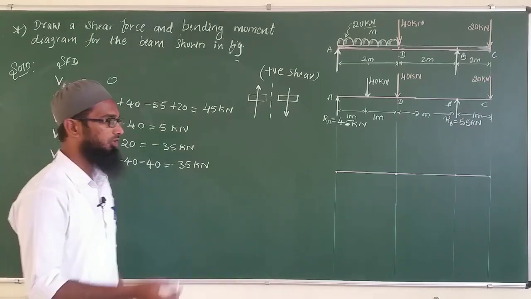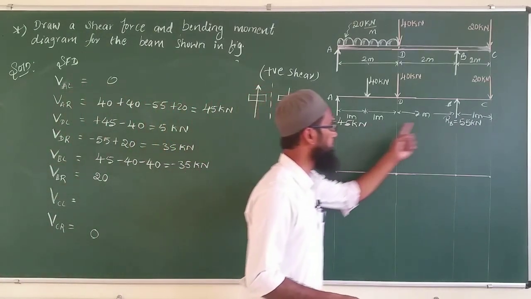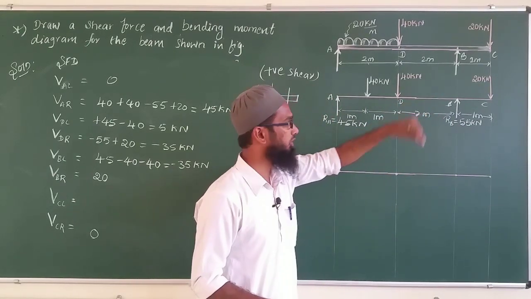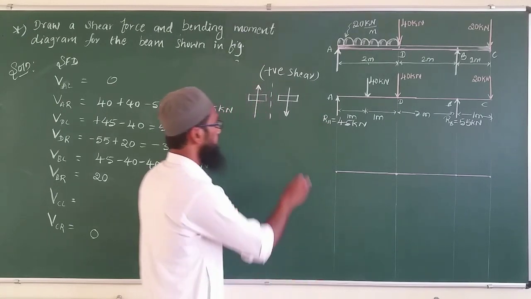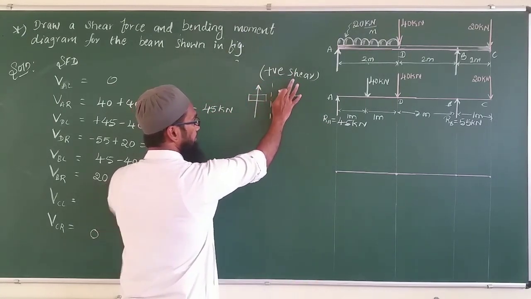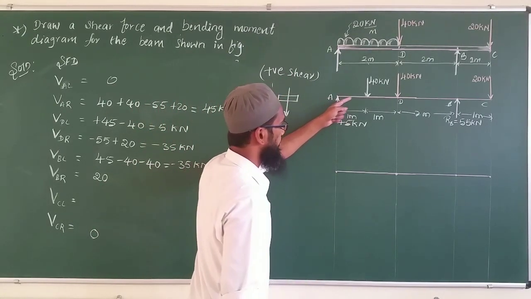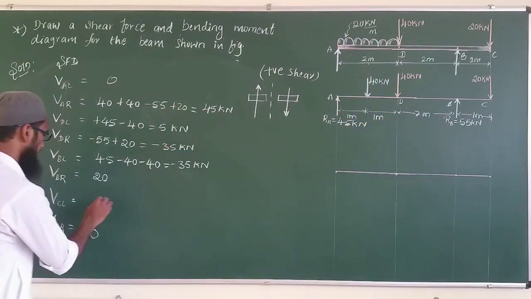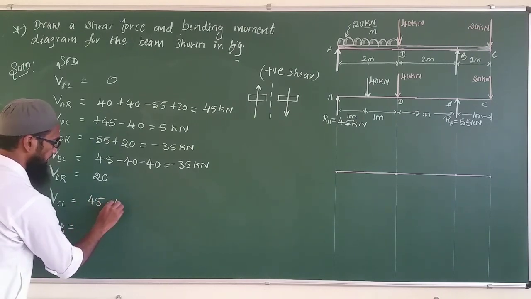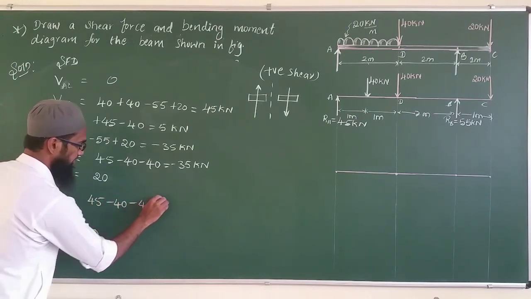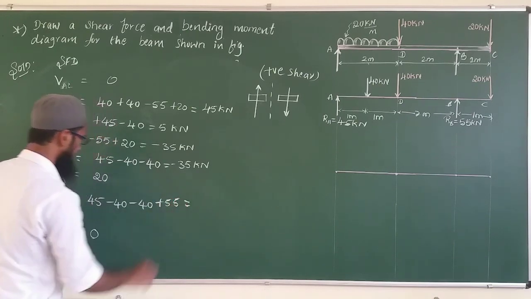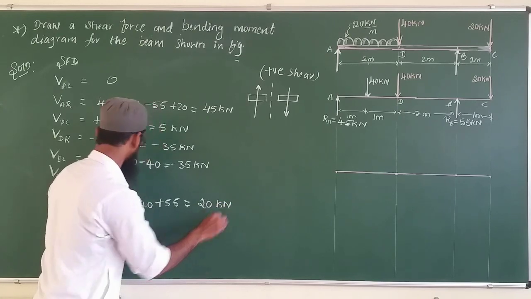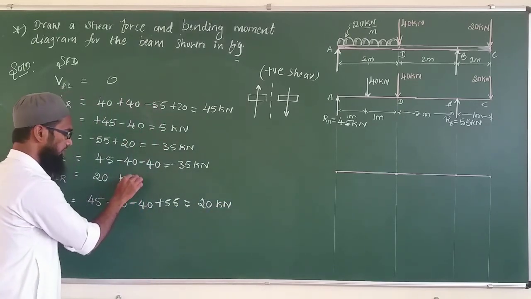Now again at C, on the left of C, all these four forces we have to consider, but apart from the 20 kN we should not consider that one. This is 45. Left means you have to see this figure, upward positive means this is 45 positive, minus 40, minus 40, and this is plus 55. So 45 minus 40 minus 40 plus 55 gives 20 kilonewton. So these are the values we are getting here.